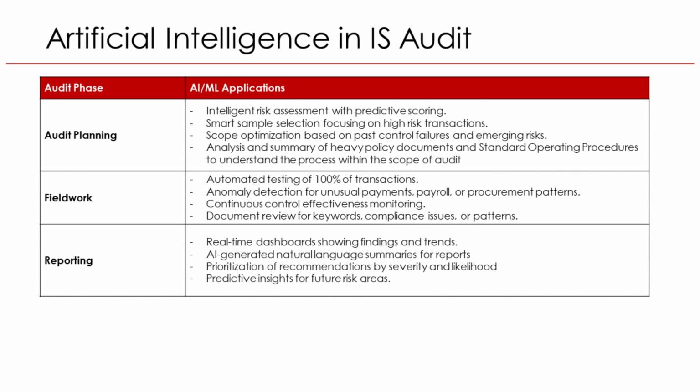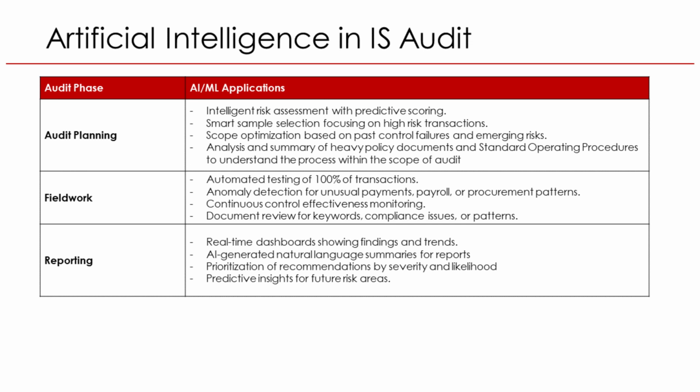2. Fieldwork phase. During fieldwork, AI can test all transactions, not just samples. It detects unusual activities, such as duplicate payments or fake vendors, and continuously monitors control effectiveness. Example: in a payroll audit, AI might flag employees receiving payments after resignation or suppliers being paid twice for the same invoice.